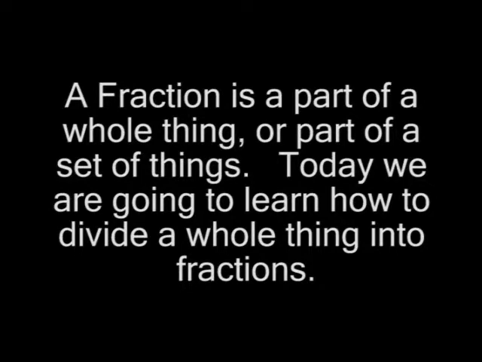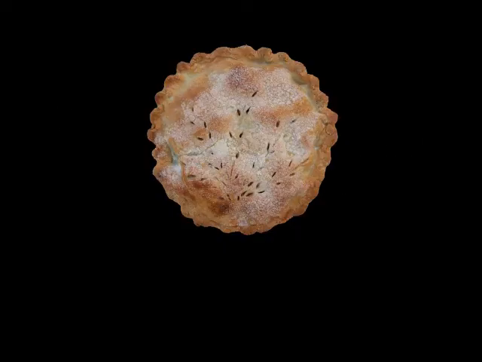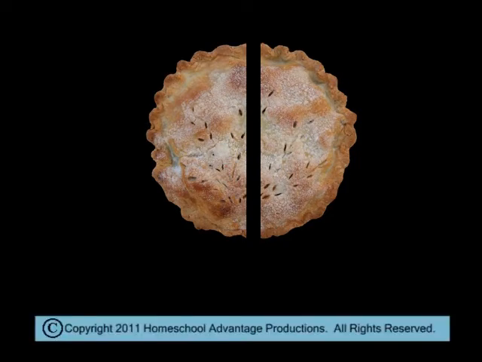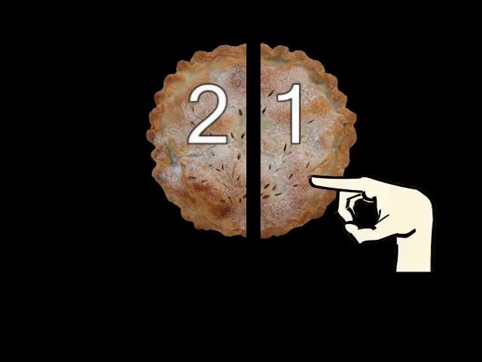A fraction is a part of a whole thing, or part of a set of things. Today we are going to learn how to divide a whole thing into fractions. Mom baked a pie. If she divides the pie into 2 equal pieces, it will look like this. Now the pie has 2 equal parts. 1, 2. If Mom gives you this piece, then you will have one of the 2 parts of the pie. Remember, a fraction is a part of a whole thing.